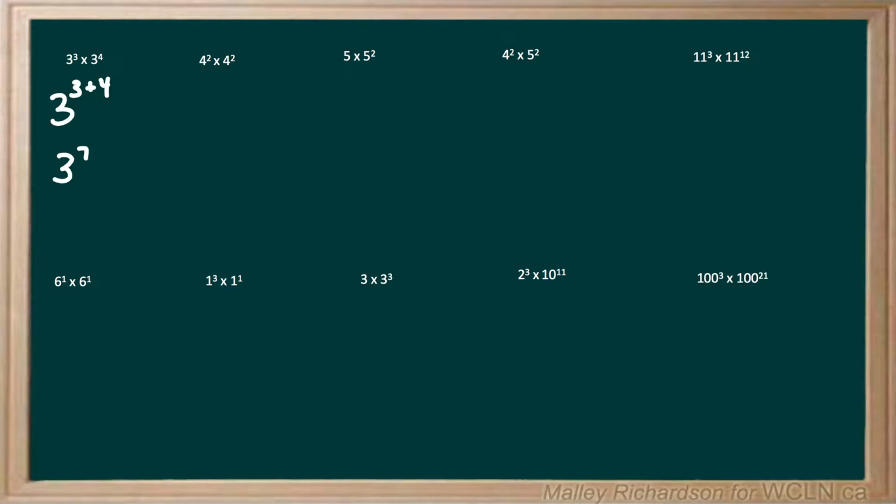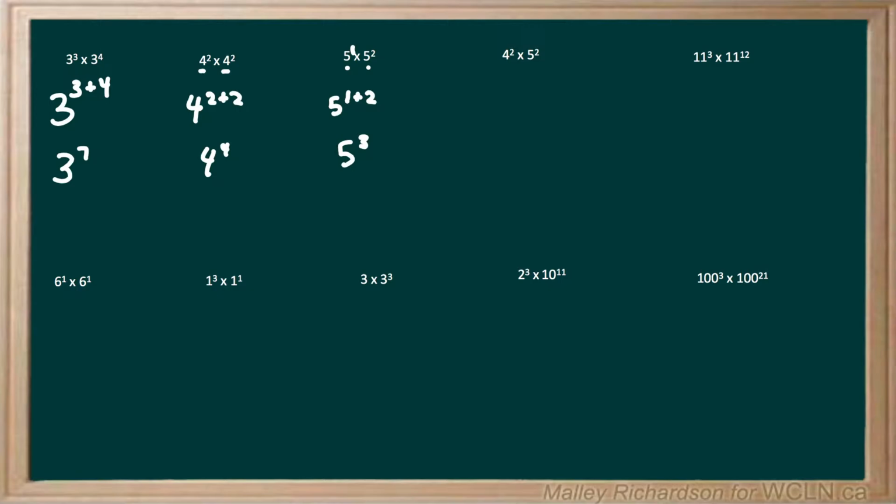Going over to 4 to the power of 2 times 4 to the power of 2, they both have the same base. So all we have to do is add the exponents. So we have 4 to the power of 2 plus 2, and we're left with 4 to the power of 4. Next, we're moving on to 5 times 5 to the power of 2. Now we can remember whenever there isn't anything raised to a power, it always has a power of 1 next to it. So because these have similar bases, we're just left with 5 to the power of 1 plus 2. And then we're left with 5 to the power of 3 as our final answer.